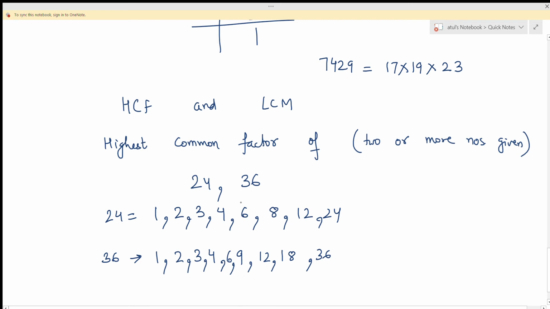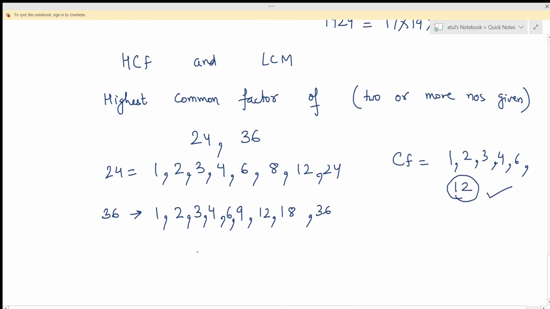Now, what is the highest common factor? Common factors are so many. If I check, the common factors are 1, 2, 3, 4, 6, and then comes 12. Which is the highest one? 12. Highest one is 12. So, the HCF of 24 and 36 is 12.